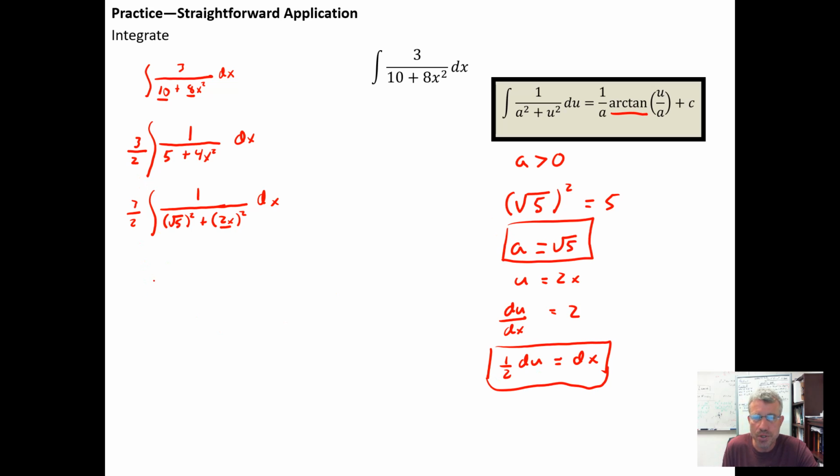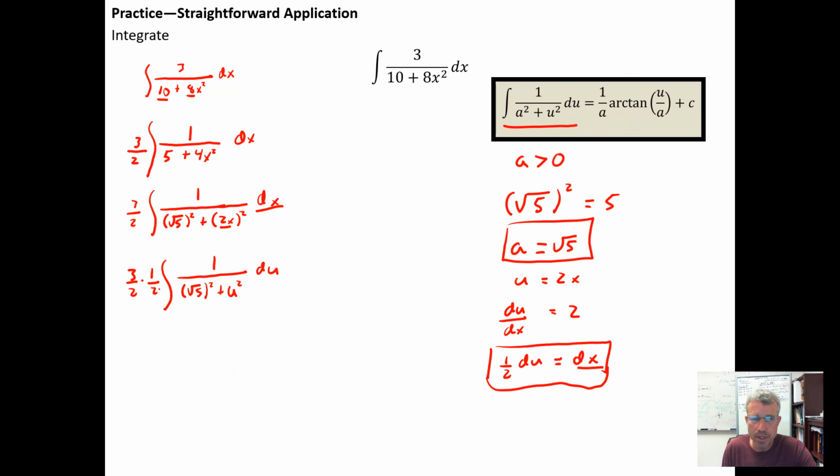I'm going to go one more step and rewrite things again. So I'm going to get 3/2 times, I'm going to put my integral down, I have 1 over the square root of 5 squared plus, by my u substitution, instead of 2x squared, I'll have u squared. And then we'll replace the dx with 1/2 du. So I'm going to factor that 1/2 out in front of the integral. And now I'm in a form to which I can directly apply the antiderivative formula.